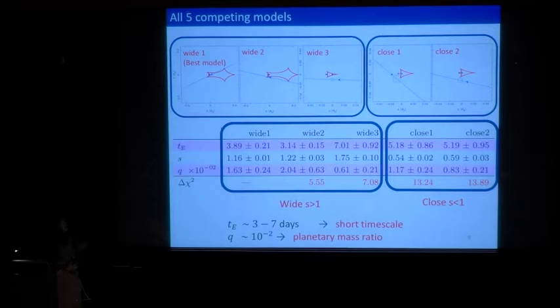Here is a summary of all competing models. We find 5 competing models in total. The caustic is divided into 2 types, wide models and close models, by its separation. The event time scale of all models is about 3 to 7 days, so they have a short time scale. The mass ratio of all the models is about 10 to the minus 2, so all models have a planetary mass ratio in this event.